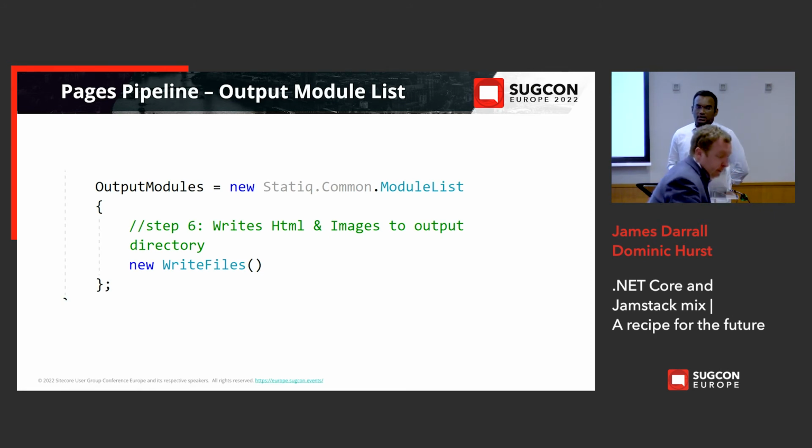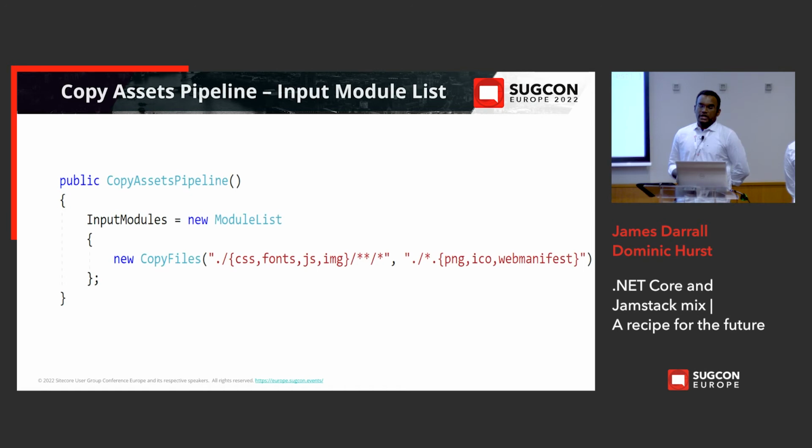The next and final module list is the output module list. When this particular module gets executed, we would have all the static documents created as a list of documents, and it moves and writes the static HTML documents into the output folder. The last pipeline is the copy assets pipeline. For any site to work properly, it depends on different static assets like CSS, JavaScript, fonts, manifest files, etc. The primary functionality of this pipeline is to copy those static assets into the output folder.